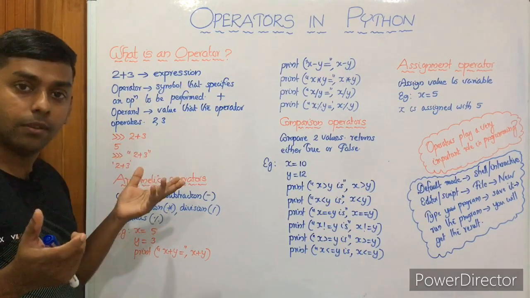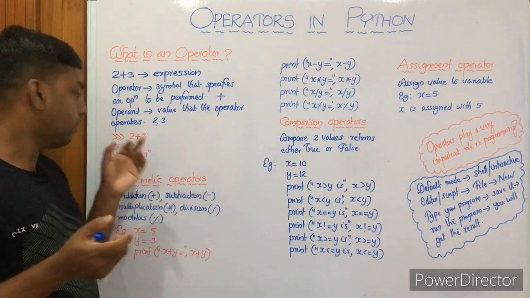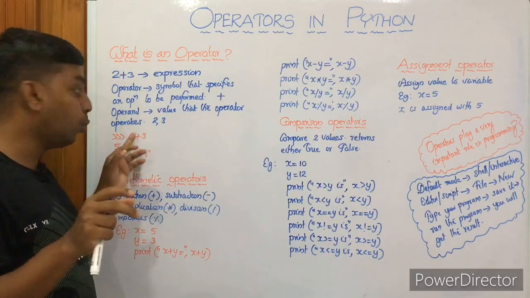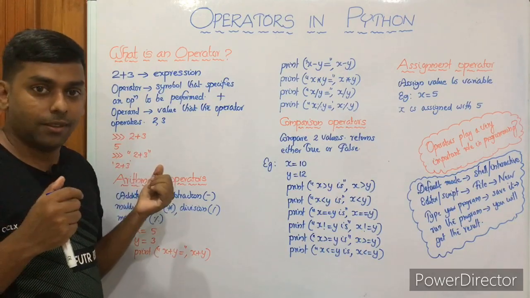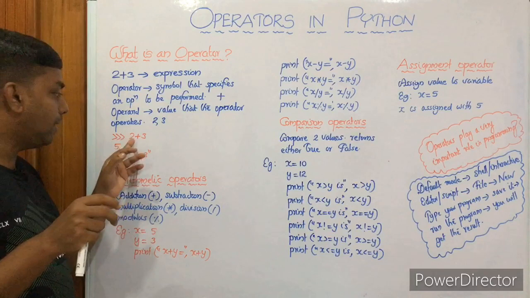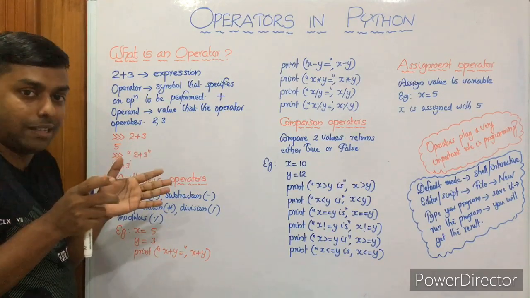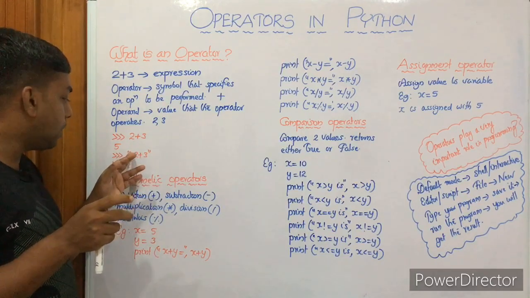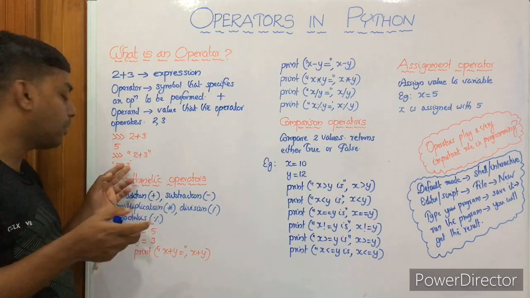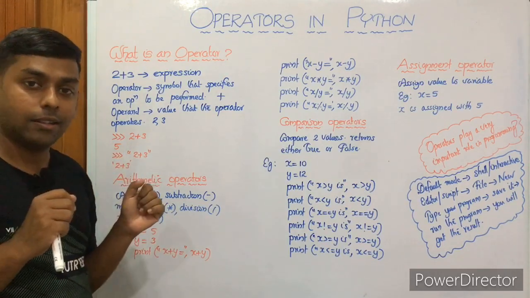It gives you 5 because it performs the addition operation on 2 and 3 and gives you 5. Hope you get it, right? And let's have some change. In the print statement, we have included 2 plus 3 in quotes. What happens? Of course, it prints 2 plus 3 in single quotes, right?